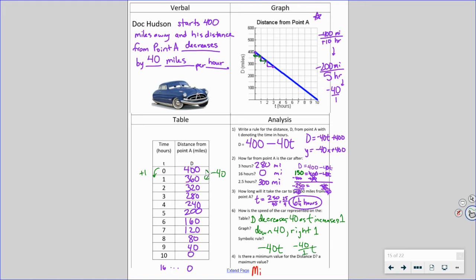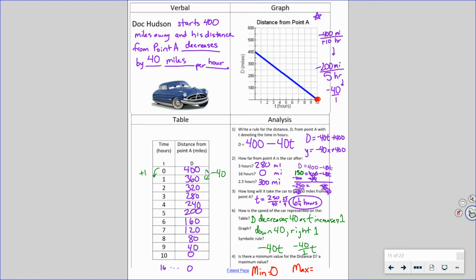And we wrap up with a max and a min. The minimum, well, there is no point below 0. He arrives at his destination. He stops. We'll just say he stops. There is no point below 0 miles.